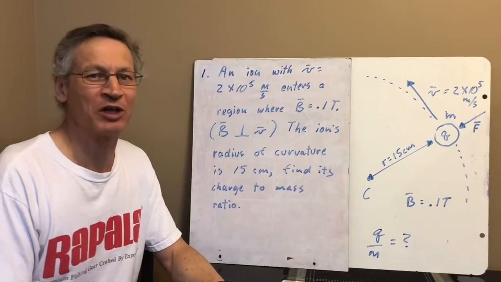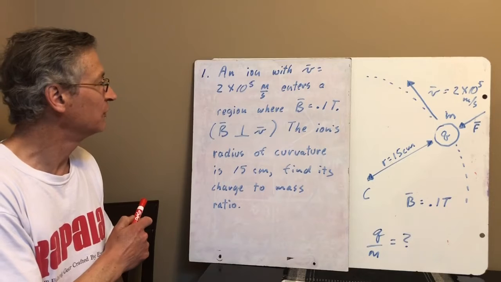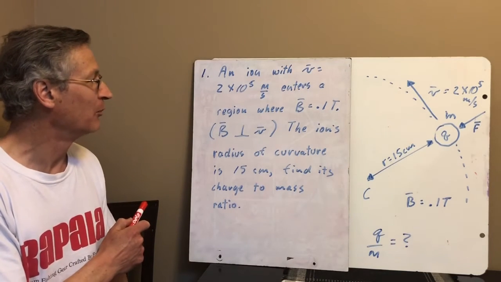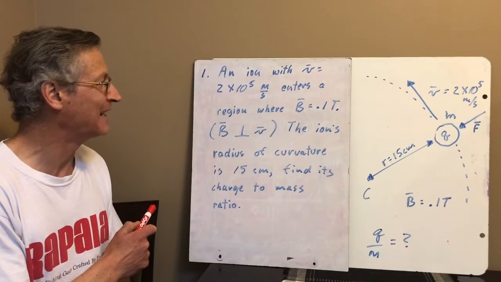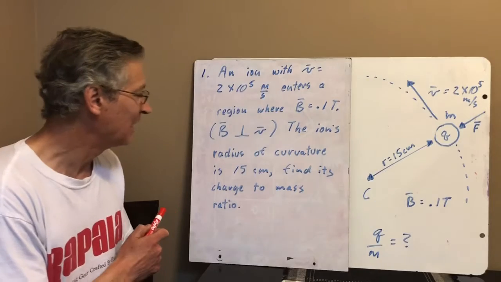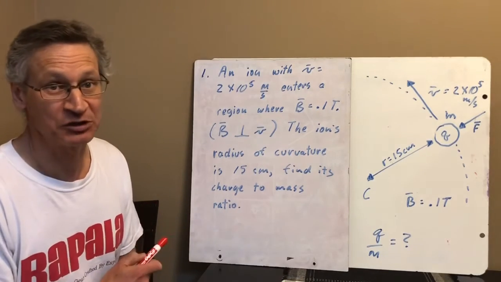Here's an example we want to take a look at. An ion with a velocity of 2 × 10⁵ meters per second enters a region where the magnetic field is equal to 0.1 teslas. The magnetic field is perpendicular to the velocity. The ion's radius of curvature is 15 centimeters. That's what's supposed to happen, right?